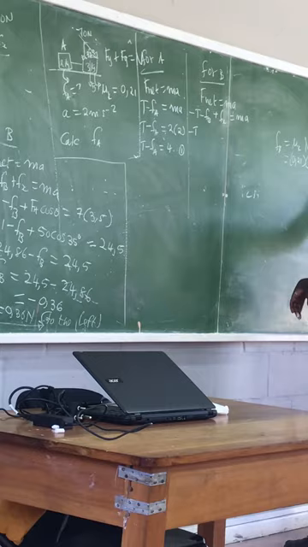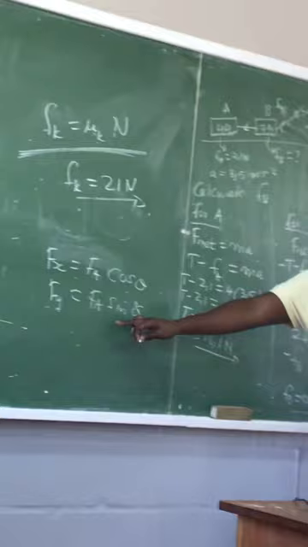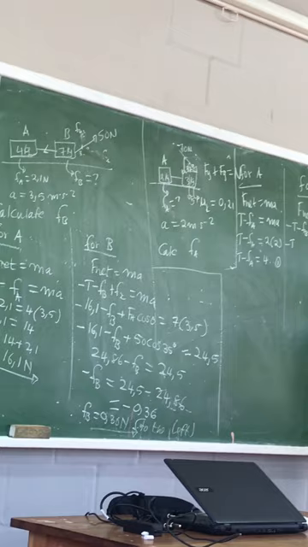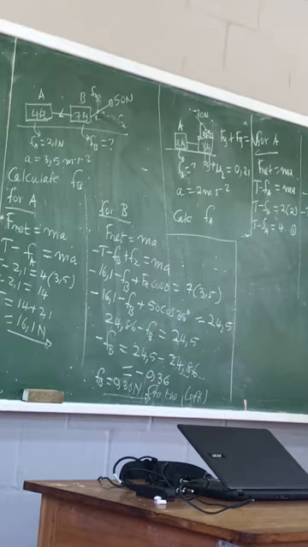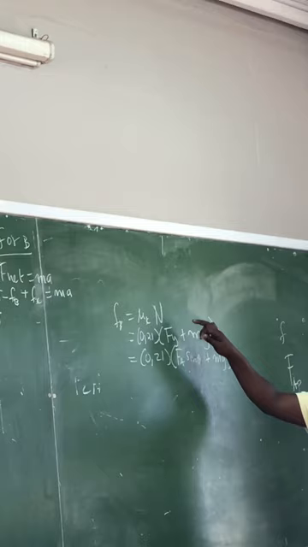Now we must go to FY. How do you calculate FY? FA sin theta. So FA sin theta. Then if you want, I will show you: 3 marks, so 1 mark for the formula, 1 mark for the substitution, 1 mark for the answer.